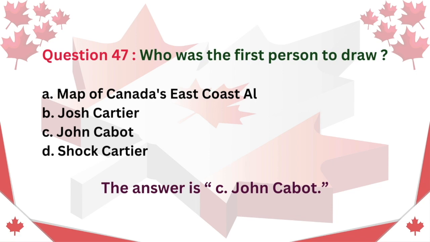Question 47. Who was the first person to draw a map of Canada's East Coast? A. Al. B. Josh Cartier. C. John Cabot. D. Jacques Cartier. The answer is C. John Cabot.